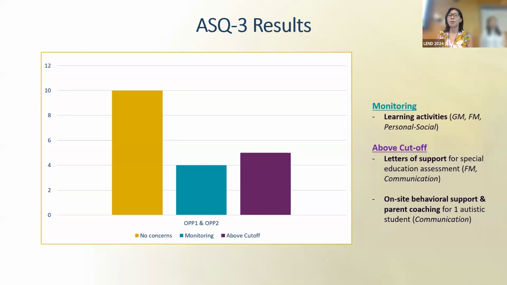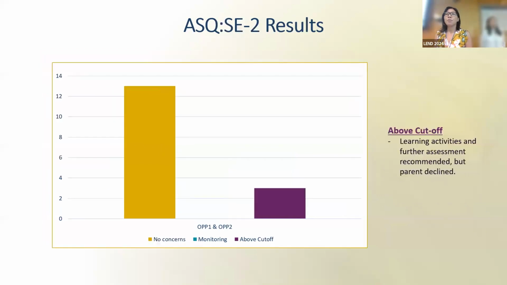For the ASQ SE2 results, 13 students had no concerns, and 3 students were above the cutoff for their social emotional development. And so we provided learning activities and further assessment was recommended, but at least one of the parents declined to do any further assessment.